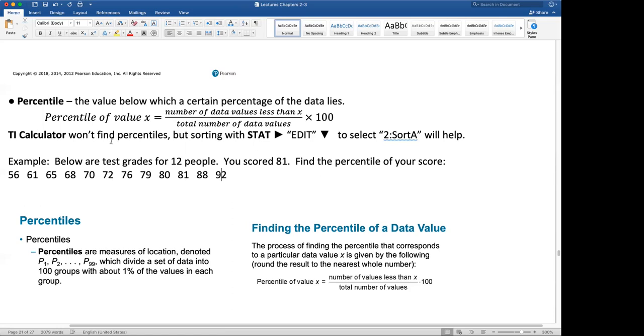So how can I calculate percentile? If I want to figure out the percentile of the value x, it can be calculated by this formula: the number of data values less than x, divided by the total number of data values, times 100. It's easy, right? But look at the top one, the number of data values less than x. You need to sort the data first to figure out all the data values less than x, right? But you can do it using the calculator. I'll show you.